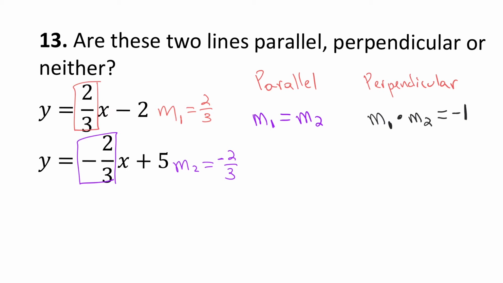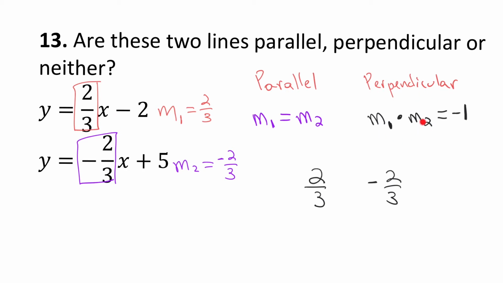So here are the slopes again. M1 is 2 over 3, and m2 is negative 2 over 3. Well, first of all, they're not the same. Even though they have the same numbers, they have different signs. So these are not equal. They're not parallel. So I know they're not parallel, and I'm going to check if they're perpendicular.